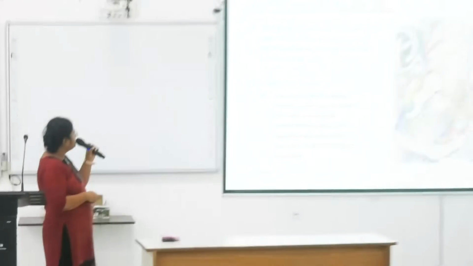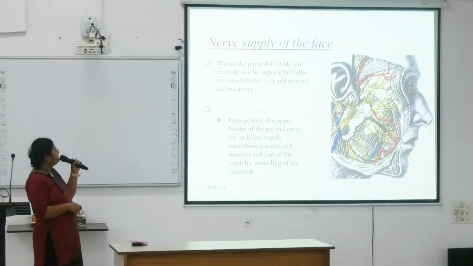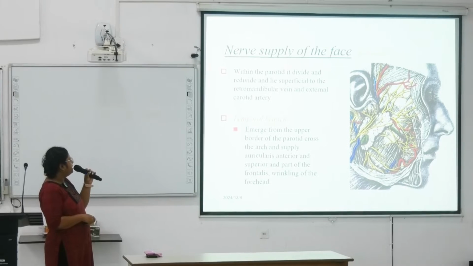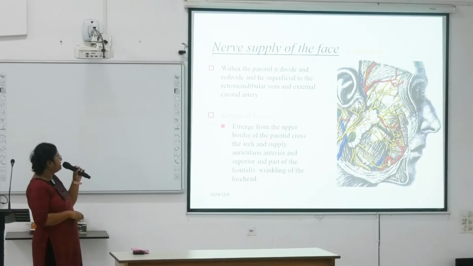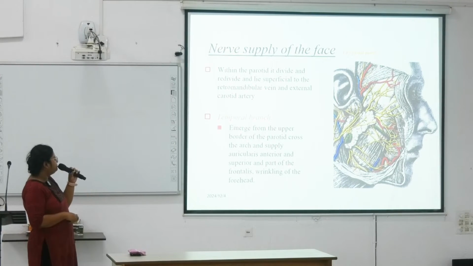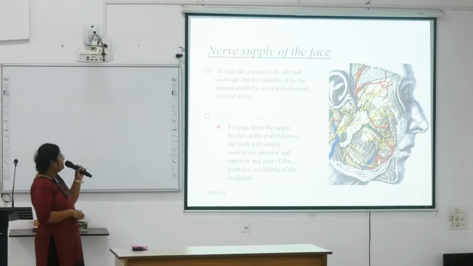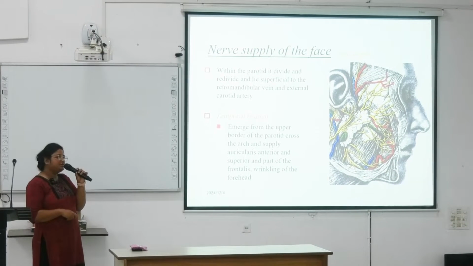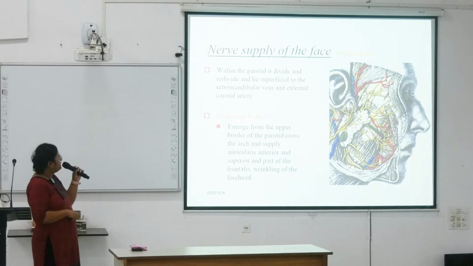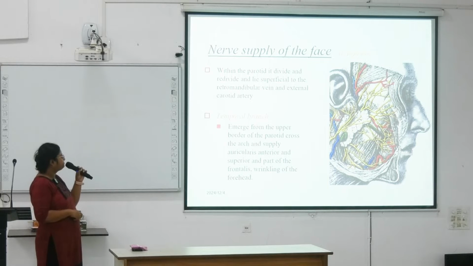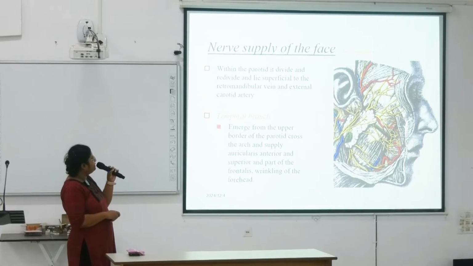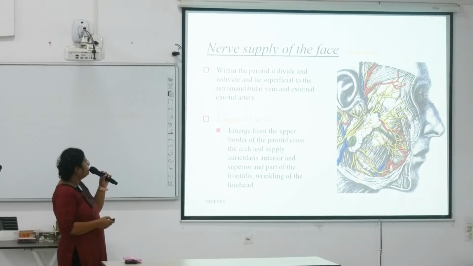Next, we discuss the individual branches. First is the temporal branch. It emerges from the upper border of the parotid, crosses the arch, and supplies the auricularis anterior and superior, and part of the frontalis, and wrinkling of the forehead. That means corrugator supercilii. Okay, all these are supplied by the temporal branch. Here in this region it is supplying the temporal branch.